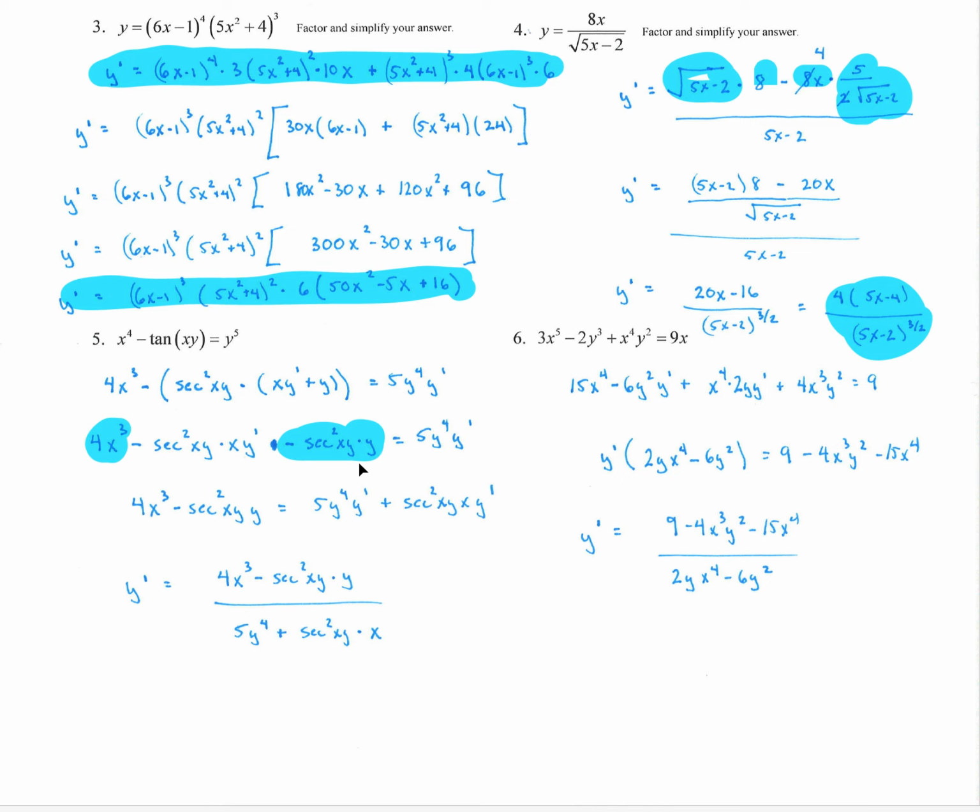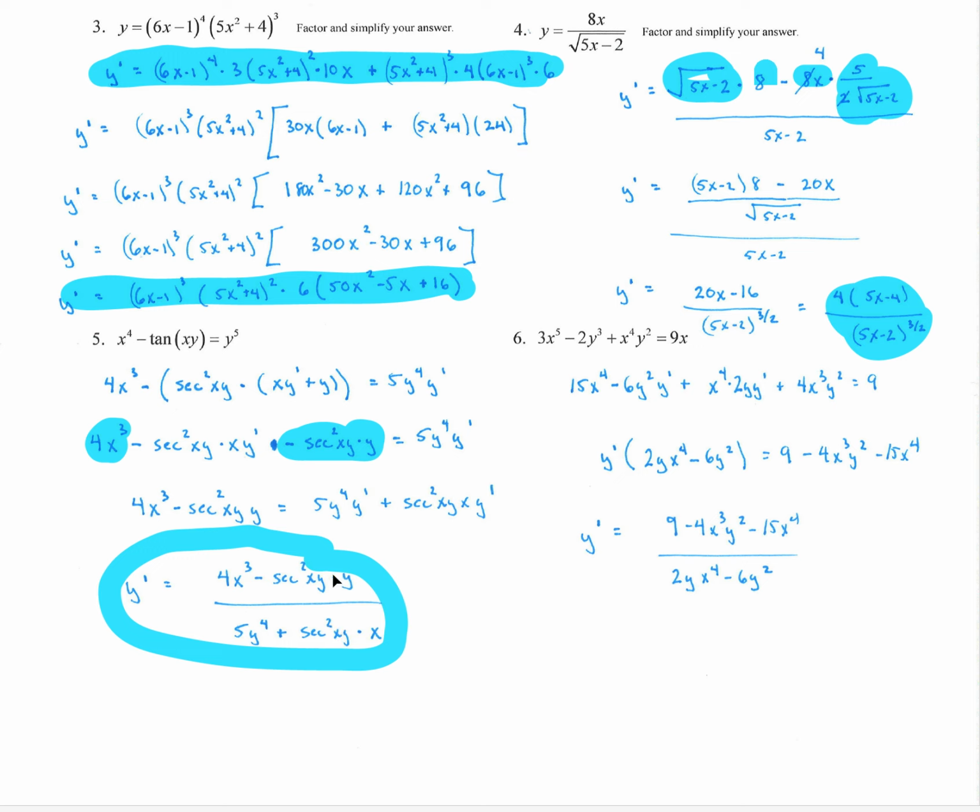So they're going to chill, and I'm going to add that secant squared term to the other side. Then I'm going to factor a y prime, and that will leave a 4y to the 4th plus secant squared xy. And I'm going to divide by that and then get that answer. This is what you have to be able to get here tomorrow, right? In implicit differentiation, you've got to be able to get to what y prime equals.